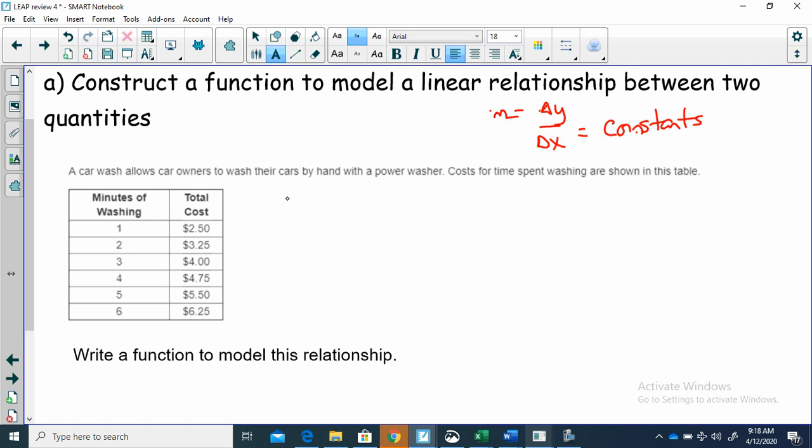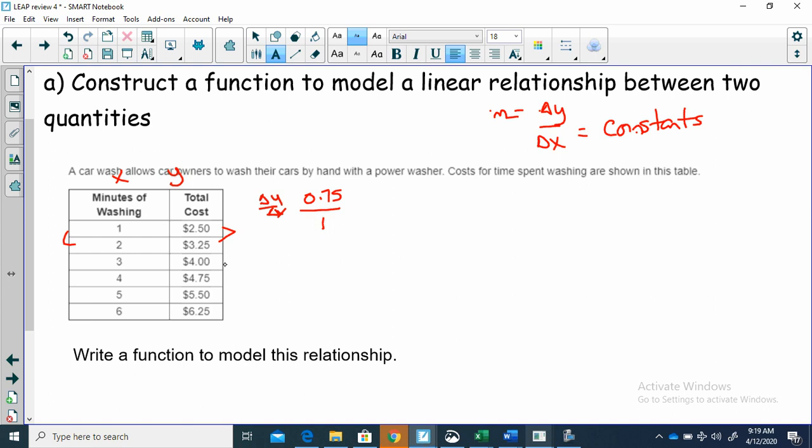Let's check it and see. Change in y over change in x. Here's our x, here's our y. Let's check a couple of these. Change in y here would be $3.25 minus $2.50, and that would give us 75 cents, 0.75. Change in x, 2 minus 1 would give us 1. So the slope here is 0.75, 75 cents.